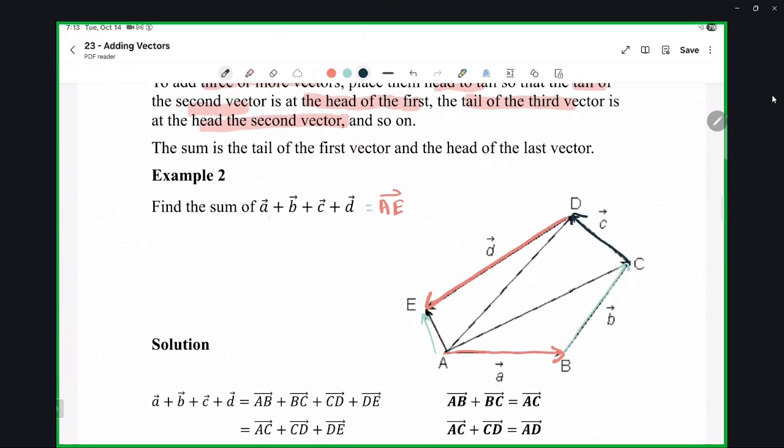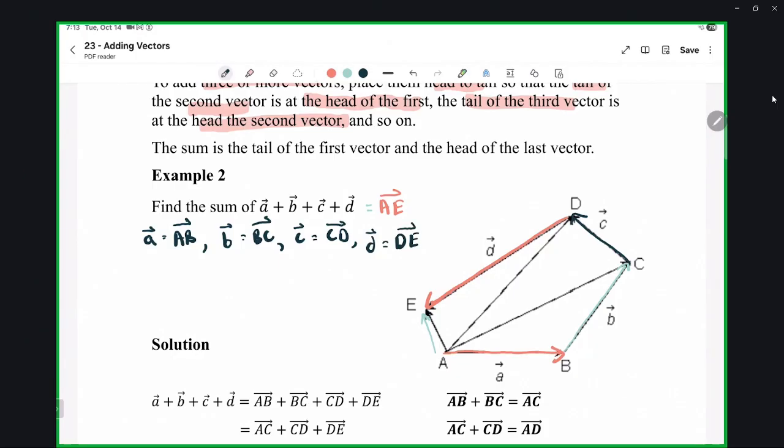Now, it's worth noting that here we have vectors A, B, C, and D, which is just the name of each of these vectors. But based on this diagram, we can also illustrate this using the point and head method. So what I mean by this is we can say that vector A is equal to vector AB. Vector B is going to be equal to vector BC. Vector C would be equal to vector CD. And vector D is equal to vector DE.